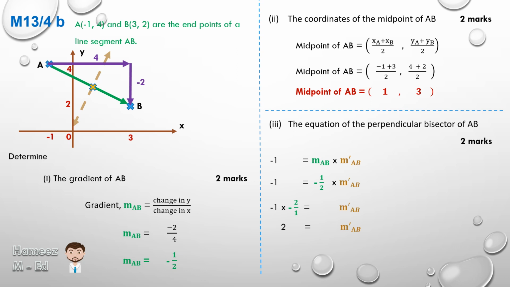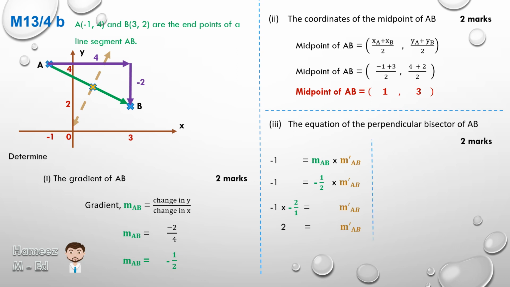And let's see if this makes sense. The green line, when it was going to the right, it was going downwards, so it was negative. While the yellow line, when it's going to the right, it's going upwards, so it's positive. So that's why we got minus a half for the green line, and we got plus 2 for the yellow line in terms of gradients.